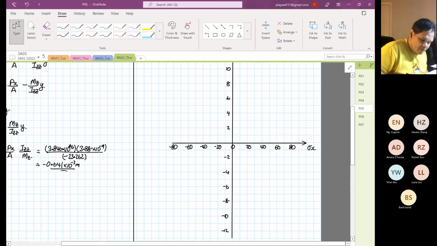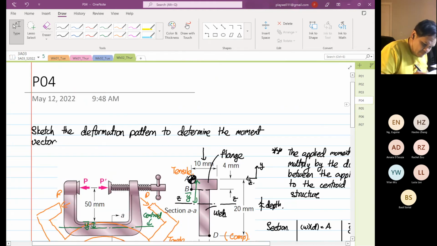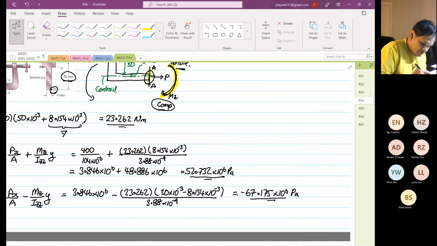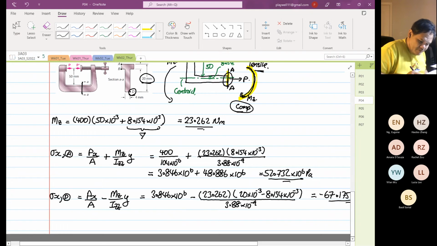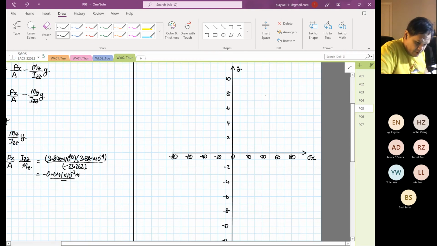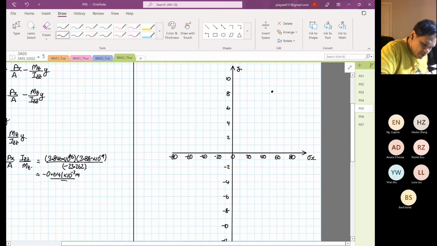Then we know that when it is at 8.154, right? So we go back here. If it's 8.154 at the top, we are going to get a tensile stress at point A of 52.732. Okay, so you just eyeball it. So this is 50, 52, 8.154. So it's somewhere around here.